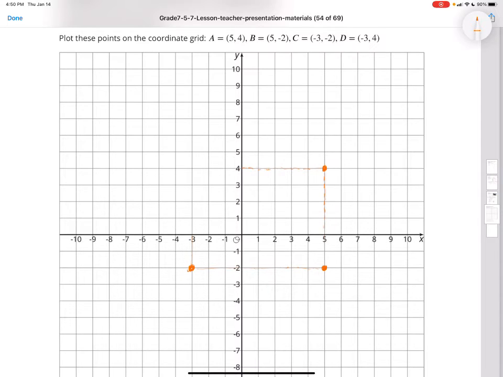And oops, I forgot to label my points. This is point A, B, C, and we need to do point D. And point D says -3, and it's going to be +4 for y. And that is point D. Okay. So we've plotted our points.